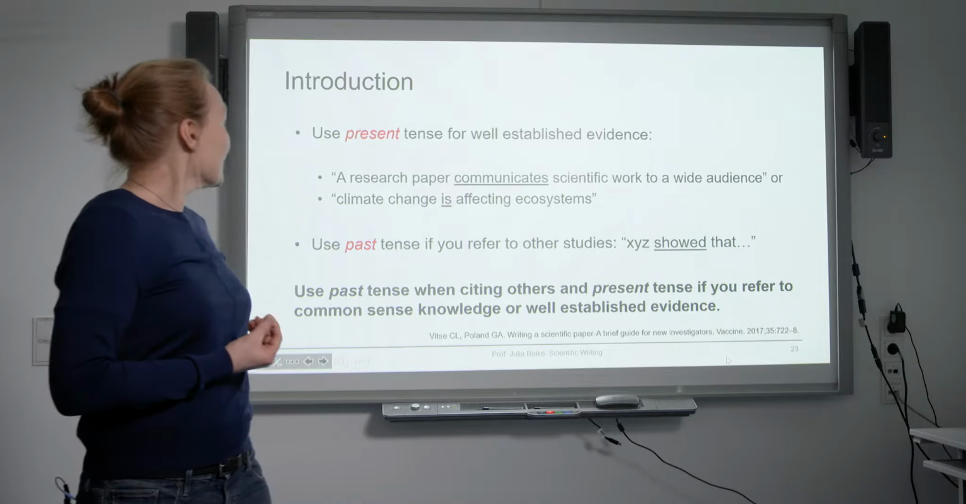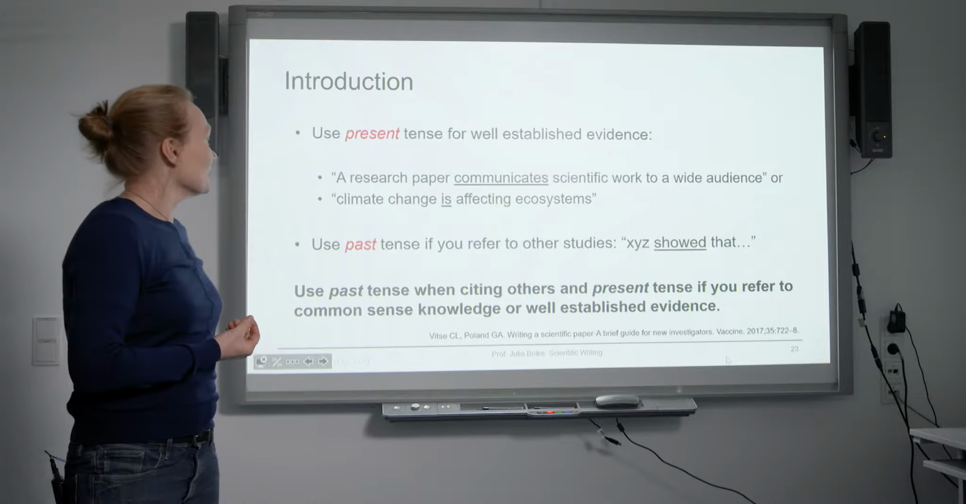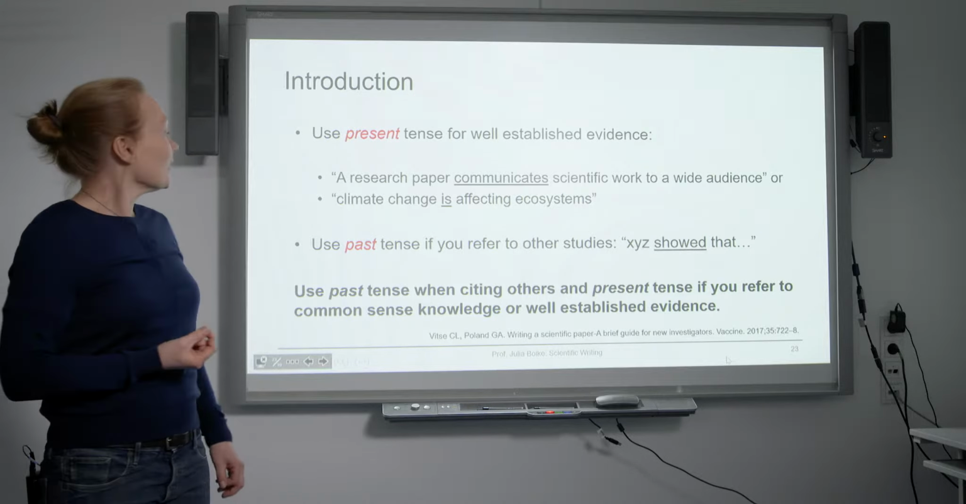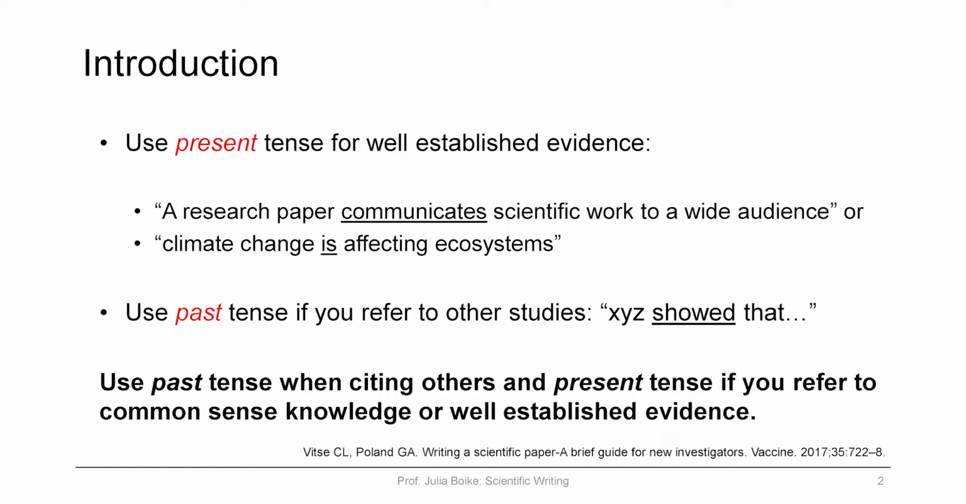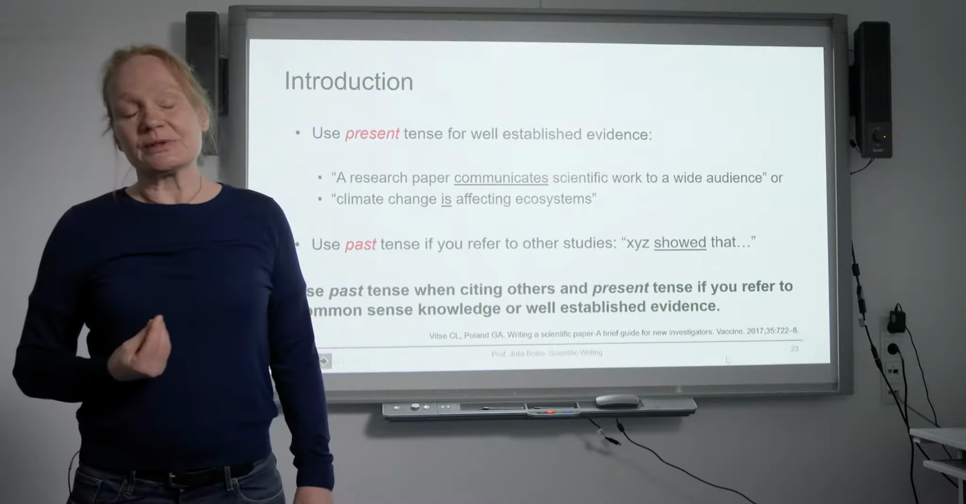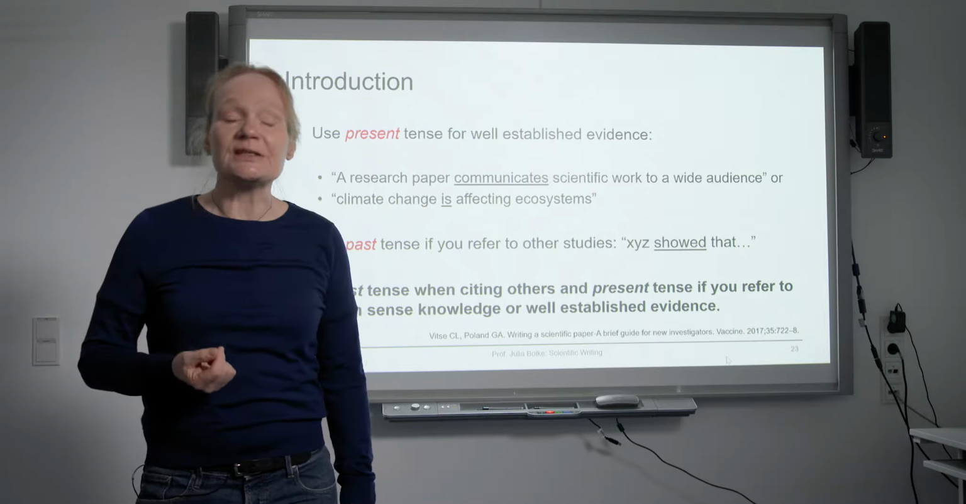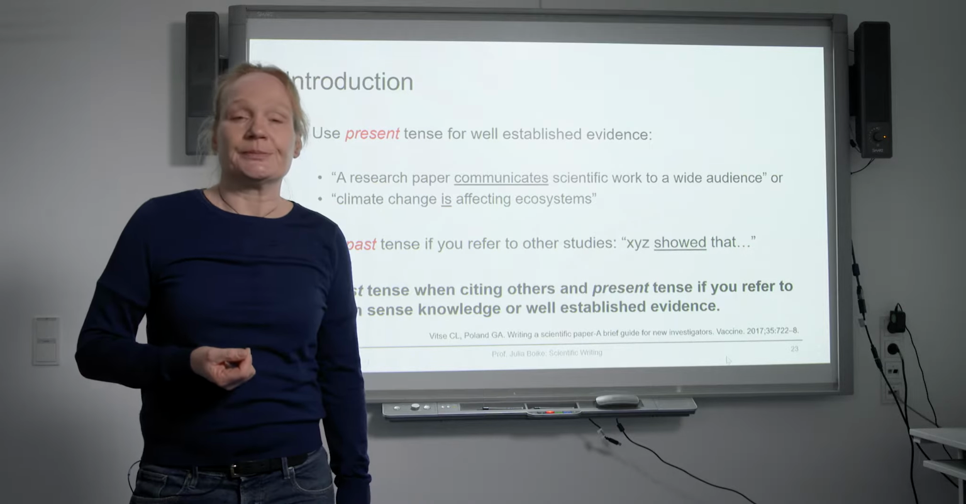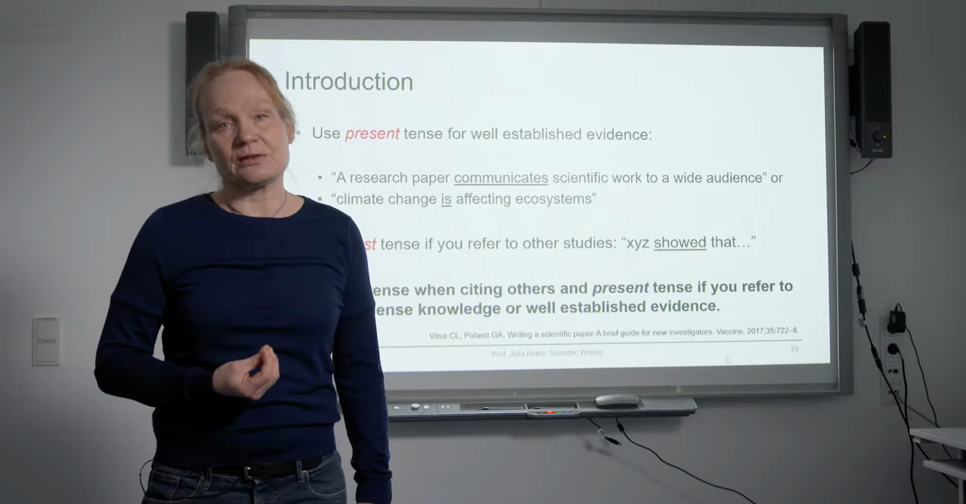Okay? So, introduction. First of all, these are the rules. Use the present tense for well-established evidence. So here are two examples. A research paper communicates scientific work to a wide audience. Climate change is affecting ecosystems. So use the present tense for this established evidence. A good example that I always like to use and mention here is: stars are bright. So you use the present tense for this.